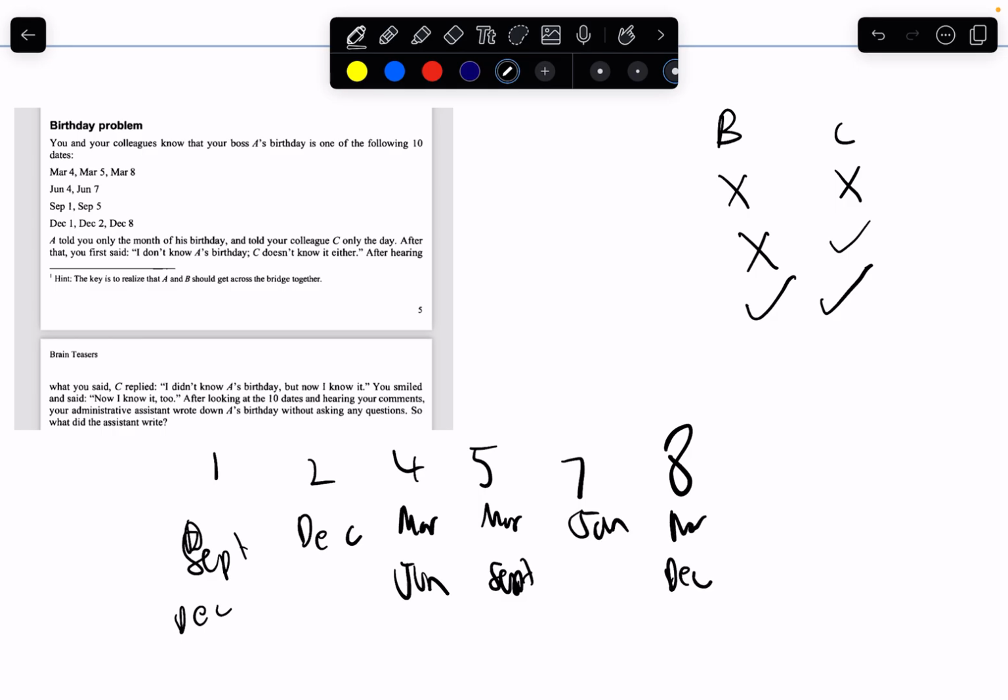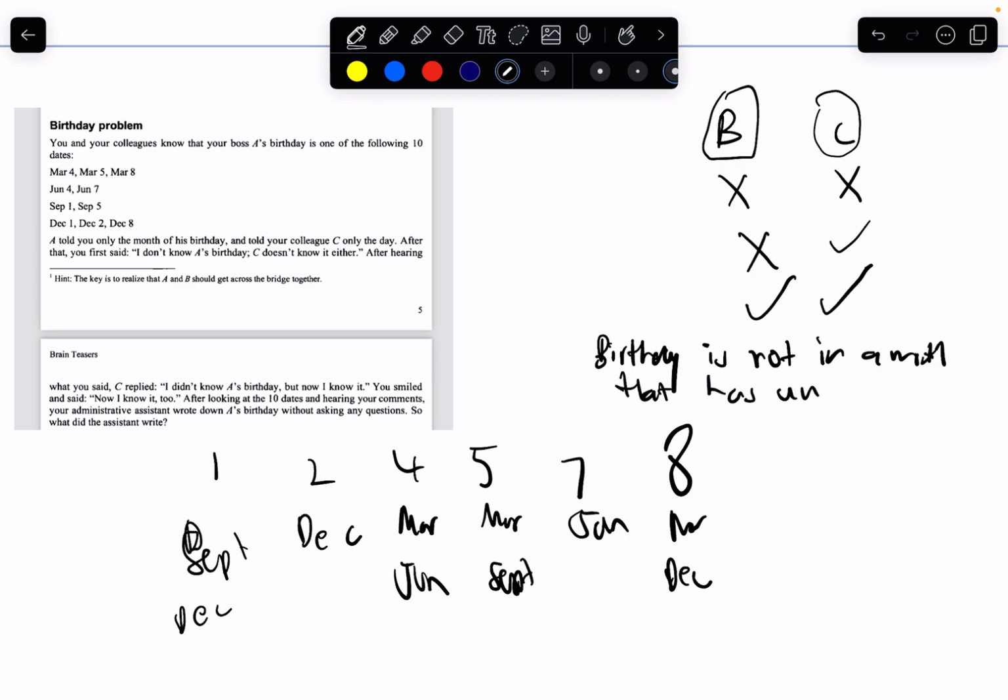Okay, so if B is saying that I don't know his birthday, but C doesn't know it either, B can only say this with surety when he knows that the birthday doesn't fall in a month that has unique days. Let me write that down. Birthday is not in a month that has unique days. Only then would you be able to make the statement.